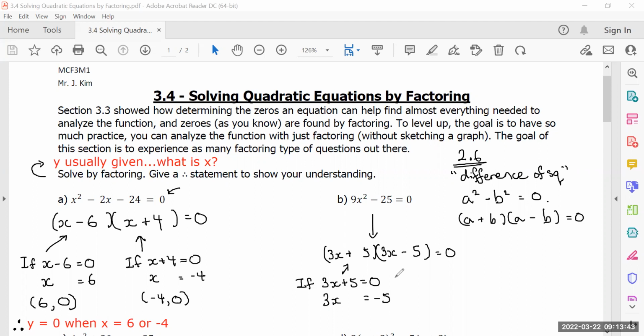Next, I'll do some algebra again. I want x all alone. So I'll divide both sides by 3, giving me negative 5 over 3. I know that's a decimal. I know. That's okay. It's still a number.